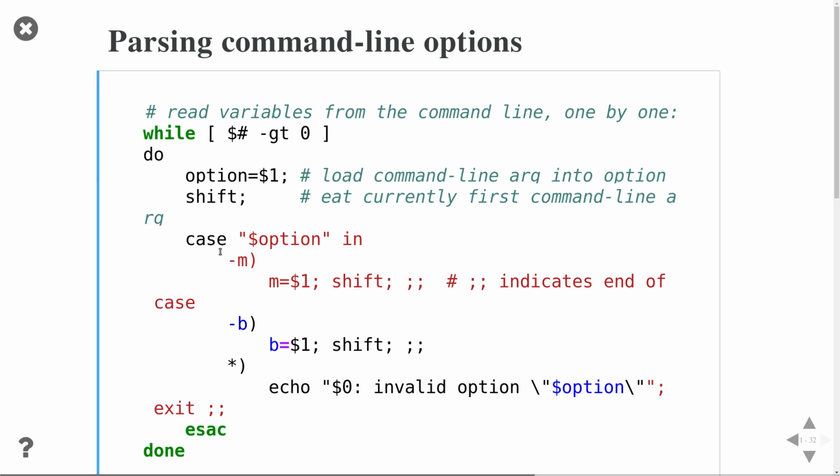So we have this case checking here, and if the command line argument was -m, then we do exactly the same trick. In order to get the value, we write m equals $1 to get the next positional argument, and use the shift command again to eat up that argument. And we do the same thing for the b positional argument. And so the star pattern here just covers all the other cases, and if there's an invalid option, then we just print an error message to the user.